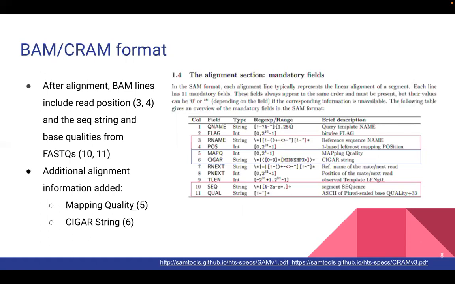BAM format contains a ton of information, but I'm only going to highlight a few. Columns 10 and 11 contain the read sequence and base qualities, while columns 3 and 4 label the genomic location that this read was mapped to. The aligner will also give the read a mapping quality and define any mismatches with the reference with something called a CIGAR string.